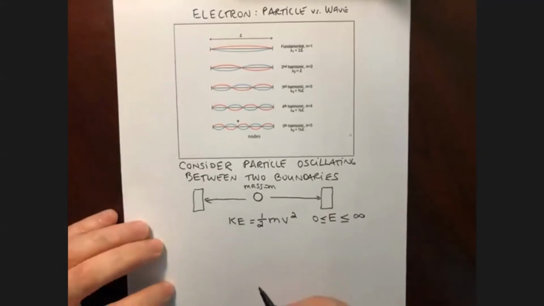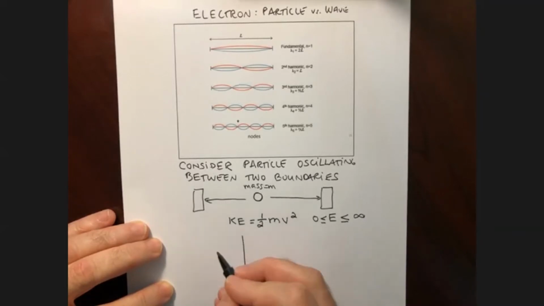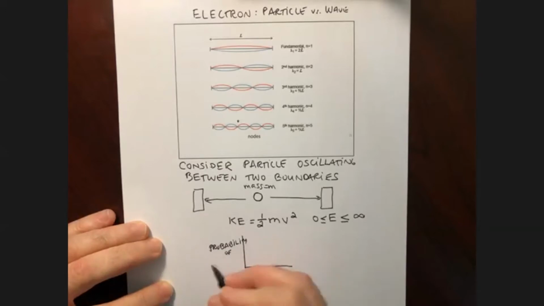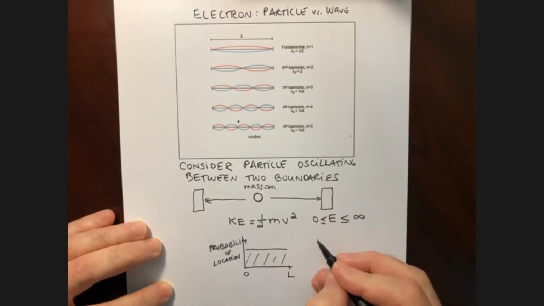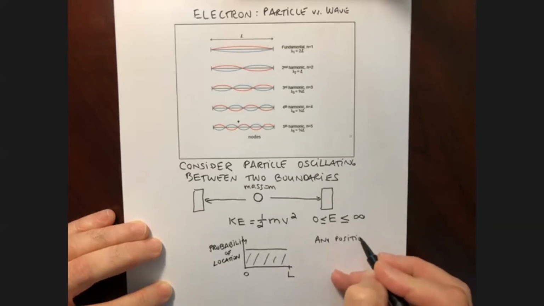Not only that, but if I were to say, what is the probability that if I take a snapshot of this particle at any point during its trajectory, it'll be at a given position? So let's say I do a graph, and this is the probability of the particle being located at a position, let's call it X. So let's say we can be anywhere between 0 and L, which is the distance between the two boundaries. So basically, it would be pretty uniform. In other words, the particle could be anywhere in here, and any position in here has equal probability.